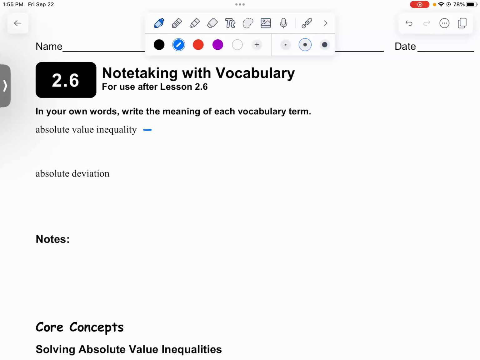An absolute value inequality. That's what we are going to be working with today. So an inequality that contains an absolute value.